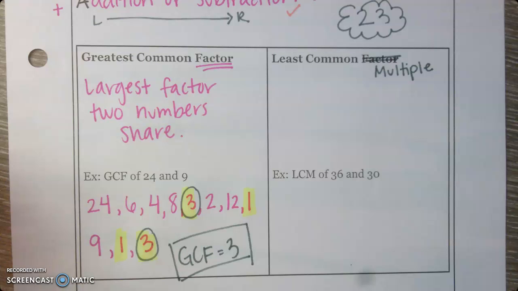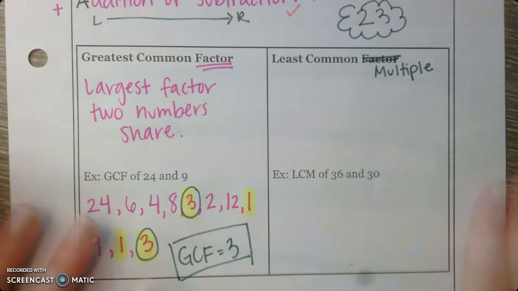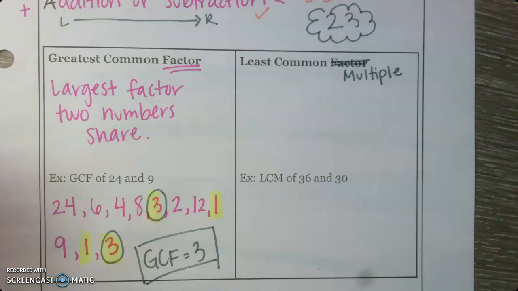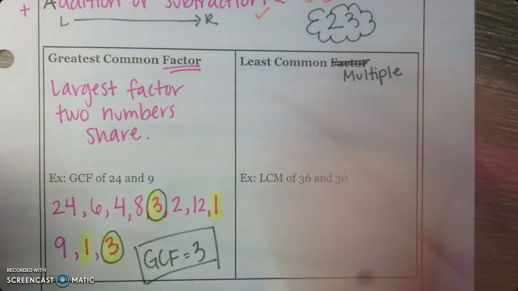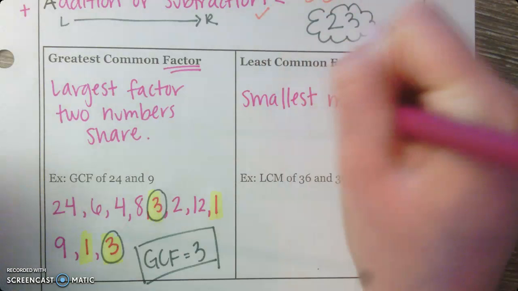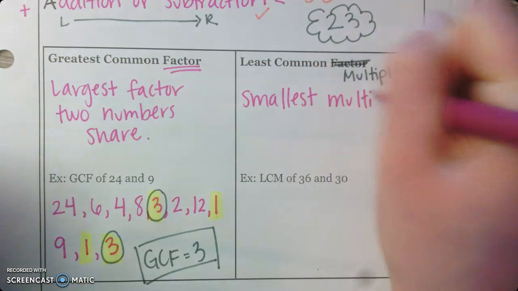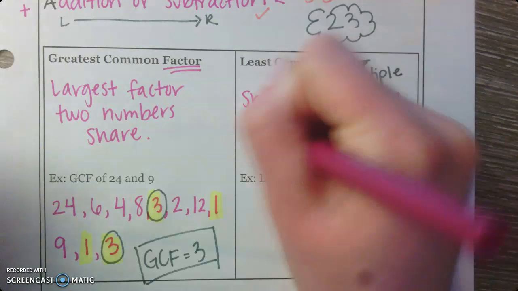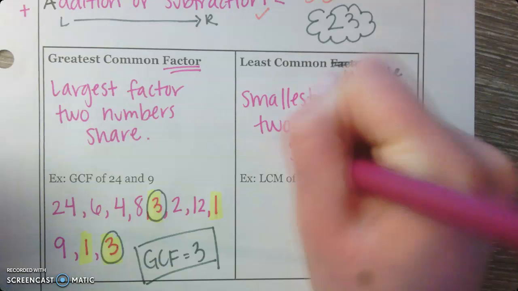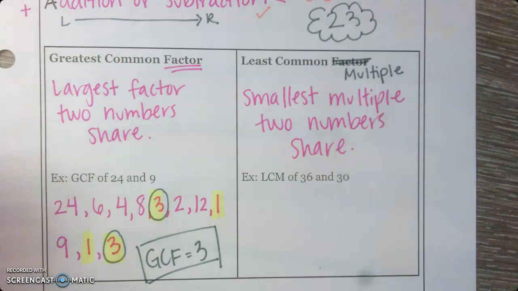Okay? All right, last thing for our notes today, least common multiple. So this is going to be, what does least mean? Smallest multiple two numbers share. Now, you might have more than 2 numbers. You might have 3 numbers, 4 numbers. It's the same process, though. All right, my example says 36 and 30.